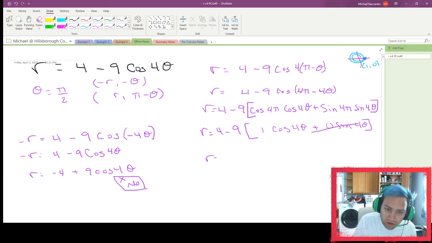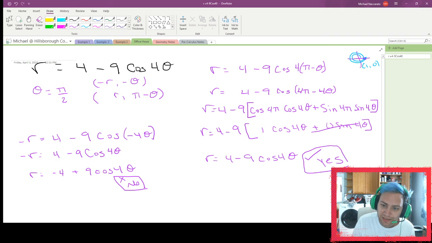So I'm left with r is equal to 4 minus 9 cosine of 4 theta. 4 minus 9 of cosine of 4 theta. Those are the exact same thing, so I'd say yes. This really actually does have symmetry with respect to theta equals pi over 2. All right, so looking at the next one.